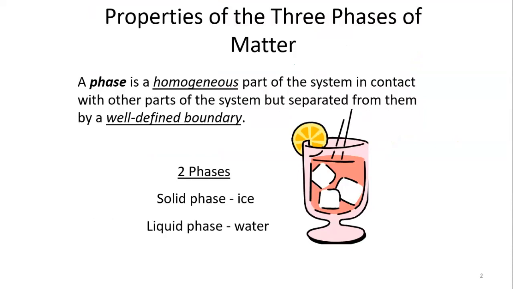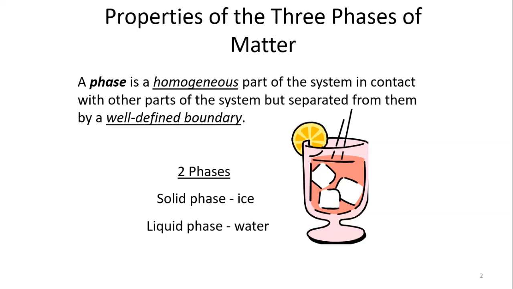So talking about the properties of the 3 phases of matter, let's start with where we started back at the beginning, which is the physical states of matter. As we observe the world around us, we realize that we rarely ever observe a substance all by itself. Many times, actually, you observe substances in the middle of other things. So when we speak of a phase, we mean the homogeneous part of a system that is in contact with other parts of the system, but separated by a well-defined boundary.